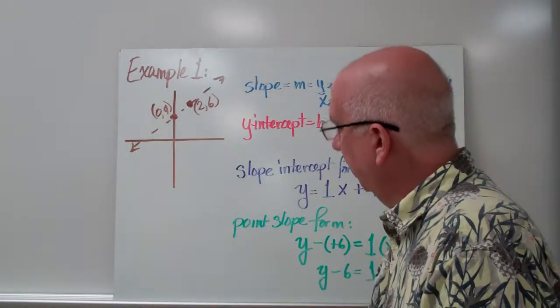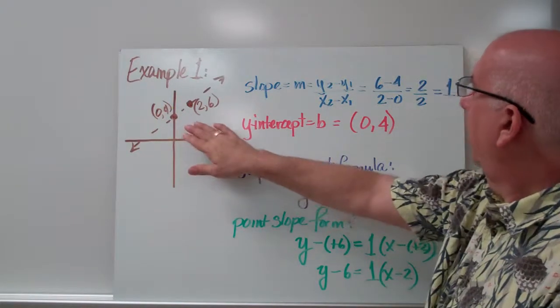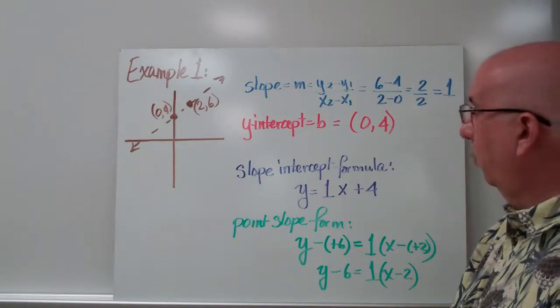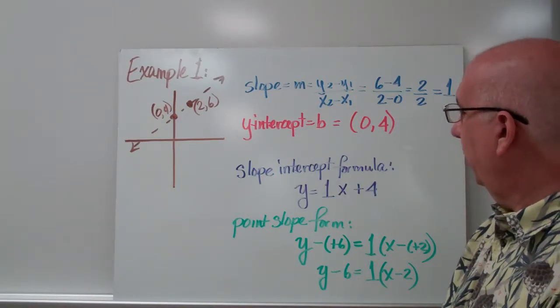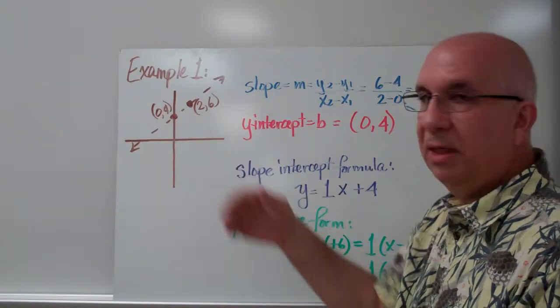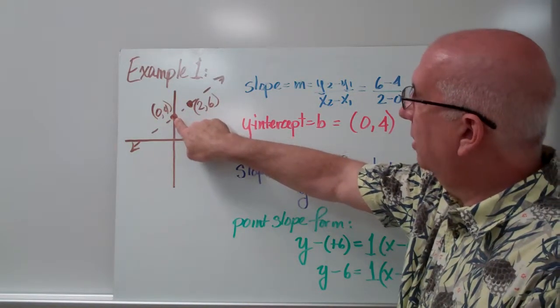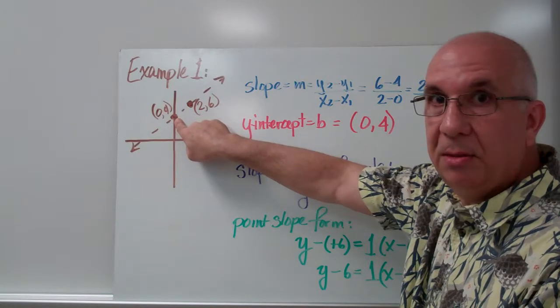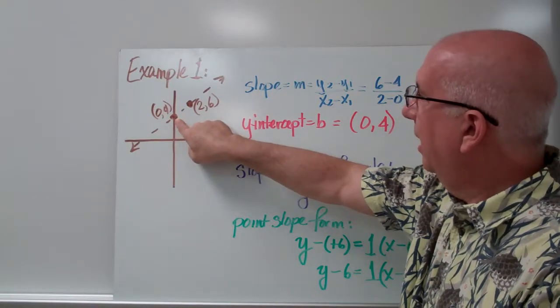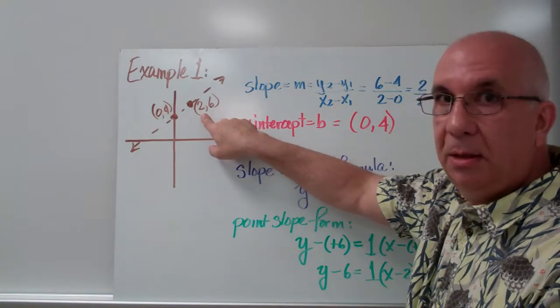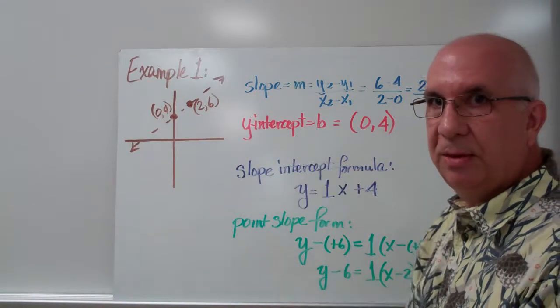The first example, I need to find the slope, the y-intercept, the slope-intercept form, and the point-slope form of this equation. I'm given 2 points. One point is located on the y-axis. That's going to be my y-intercept at 0, 4. We have another point that's located at 2, 6.